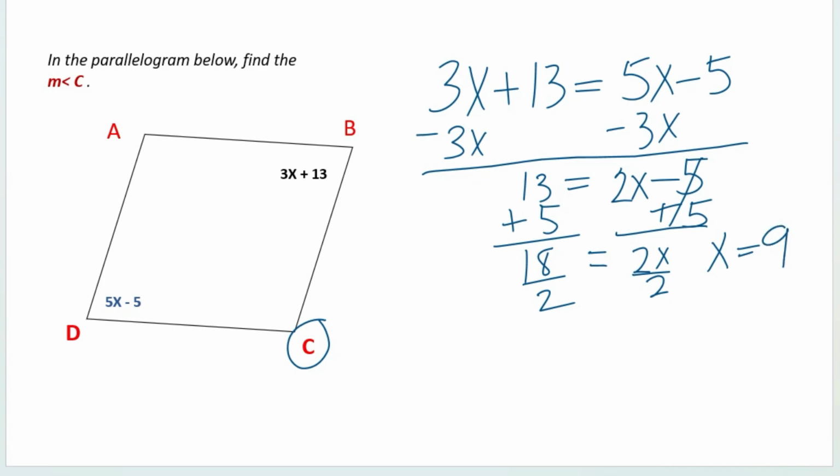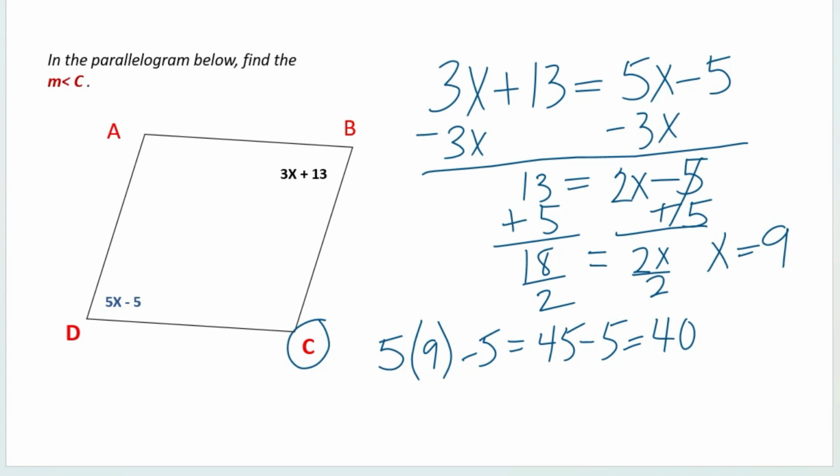So the question says, what is the measure of angle C? So I need to plug my x back into either one of the equations. I'm going to choose the 5x minus 5. So 5 times my x value, 9, minus 5, and that says 45 minus 5 equals 40. So my angle D is equal to 40.